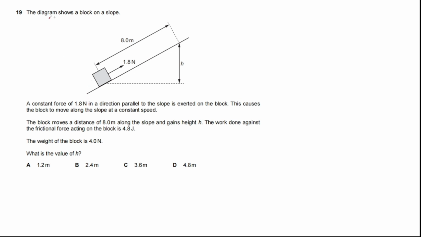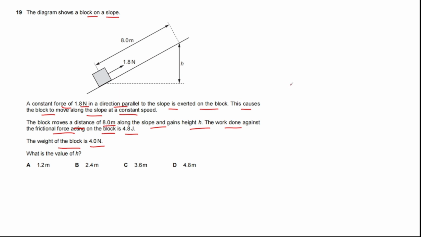Question number 19. The diagram shows a block on a slope. A constant force of 1.8 newtons in a direction parallel to the slope is exerted on the block. This causes the block to move along the slope at a constant speed. The block moves a distance of 8 meters along the slope and gains height h. The work done against the frictional force acting on the block is 4.8 joules. The weight of the block is 4 newtons. What is the value of h?